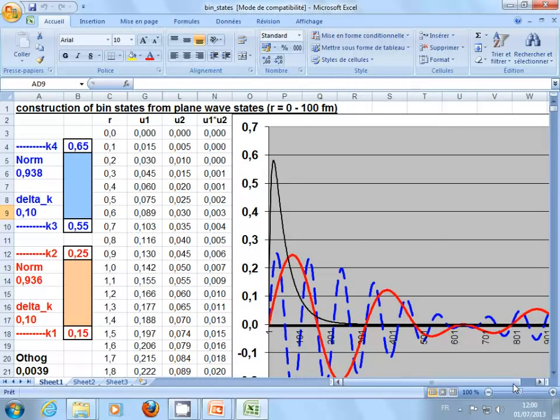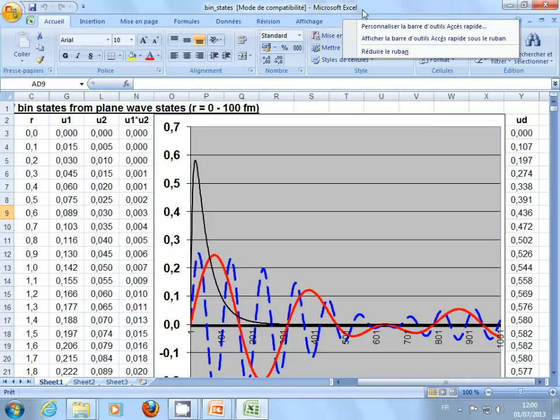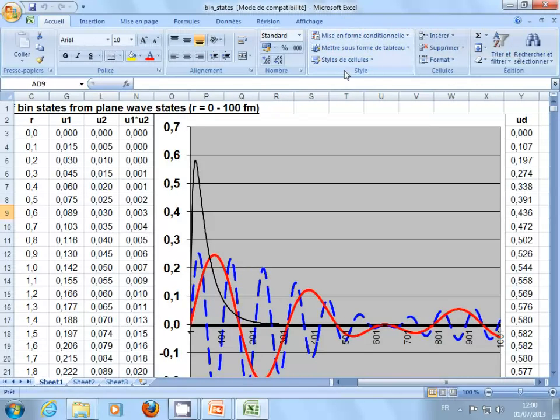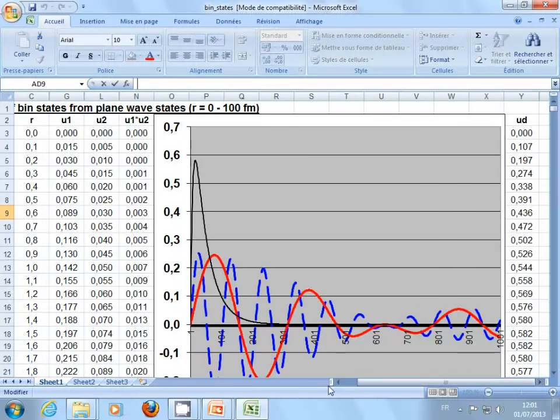How do I get rid of all this stuff at the top? Anybody know Excel at this level? Can I get rid of all this rubbish at the top somehow? Down in the... Oh, there's this one. No.